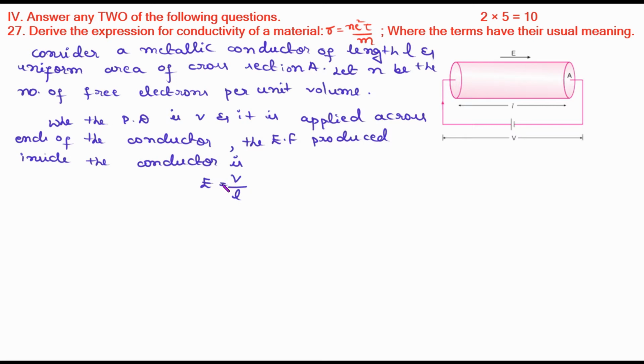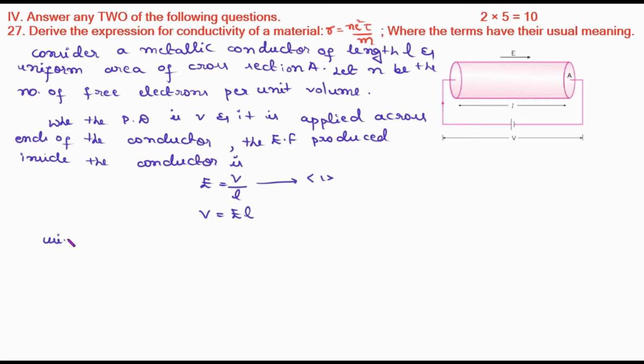So there is a conductor whose length is L; if you supply a potential difference V across the ends of the conductor, E will be equal to V by L. I'll call this equation 1. We are beginning this derivation from E is equal to V by L. From this, V is equal to E into L.